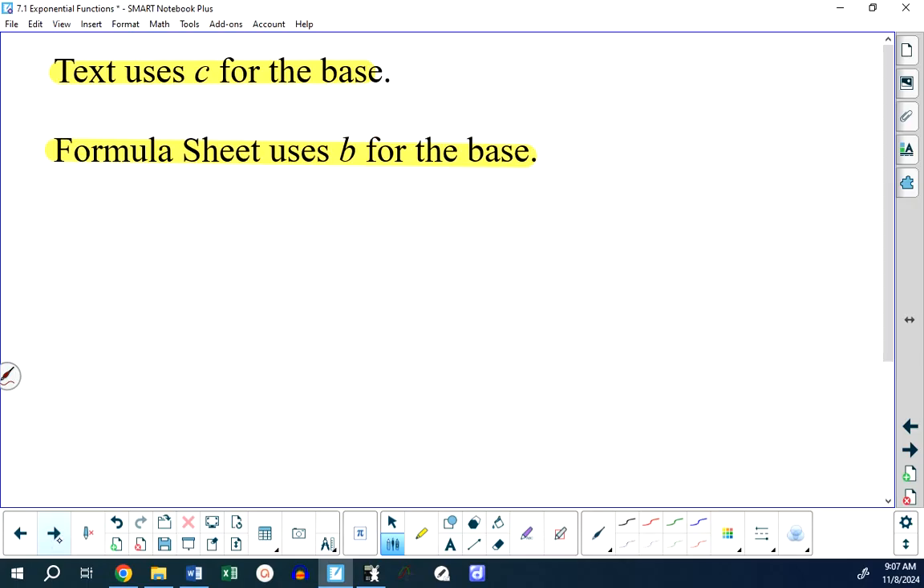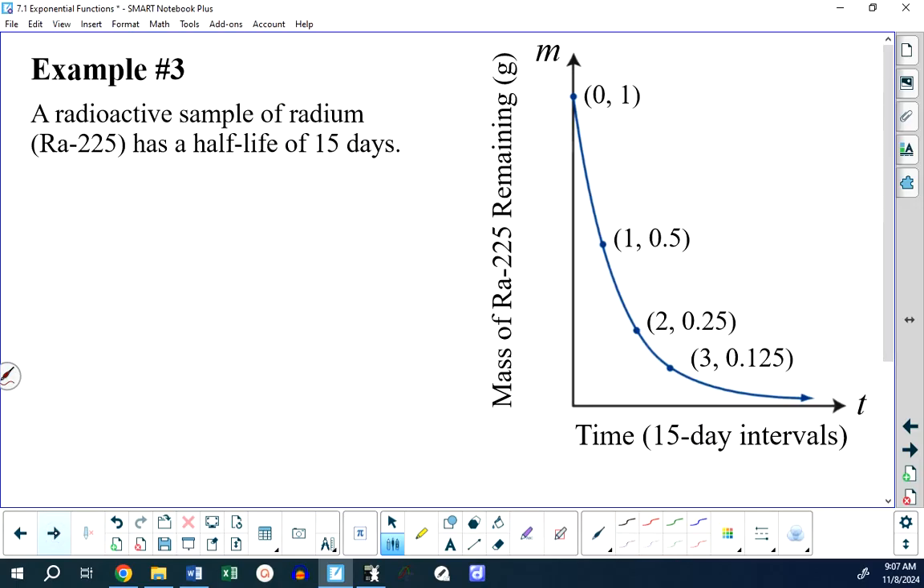One final note here, if you do happen to go to your textbook, it uses C for the base, your formula sheet uses B. I like C better because B already has a meaning in terms of a horizontal parameter that is the reciprocal of the horizontal stretch factor, so it can get confusing. You have to look at the context. If you see a number at the bottom and they want to call it A or B or C or D, who cares? It's just the base.